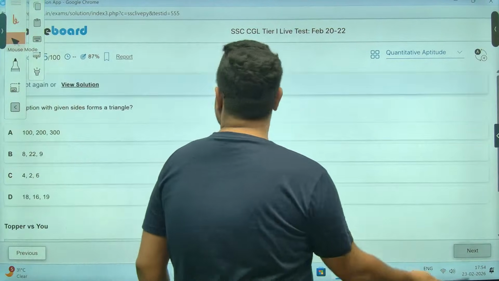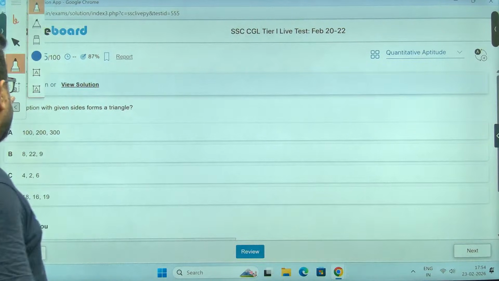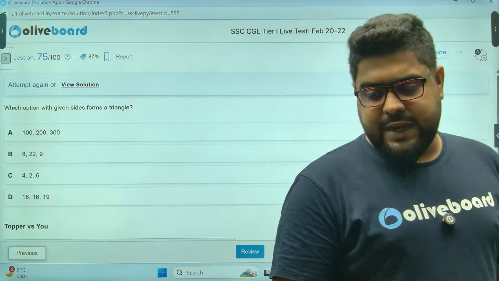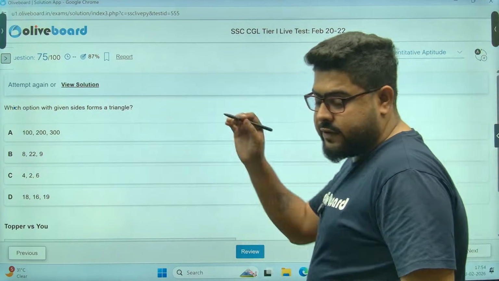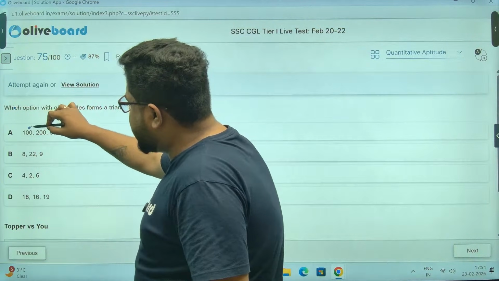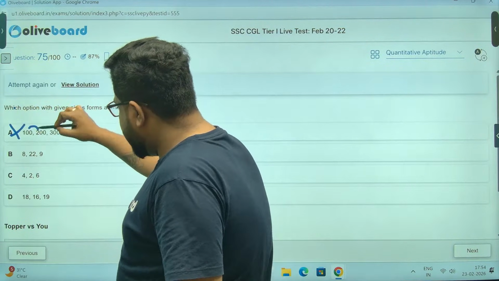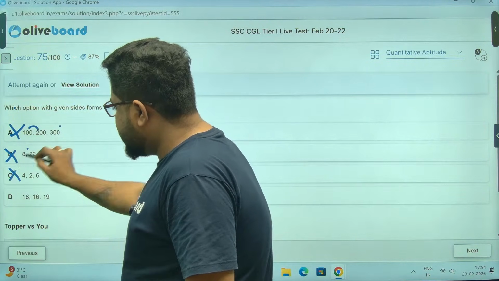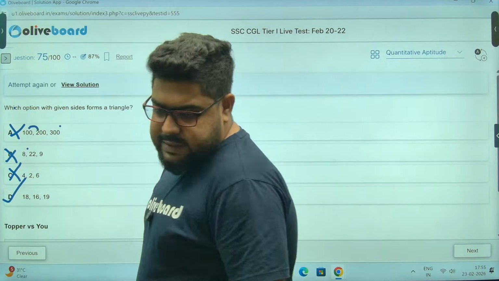Chalo, last question of the day. Which option forms a triangle, sir? Sum of two sides must be greater than the third side, not even equal. 100 plus 200 equal to third side cannot be. 8 plus 9 less than third side, that cannot happen. Equal, not possible. Sir, that's the answer.